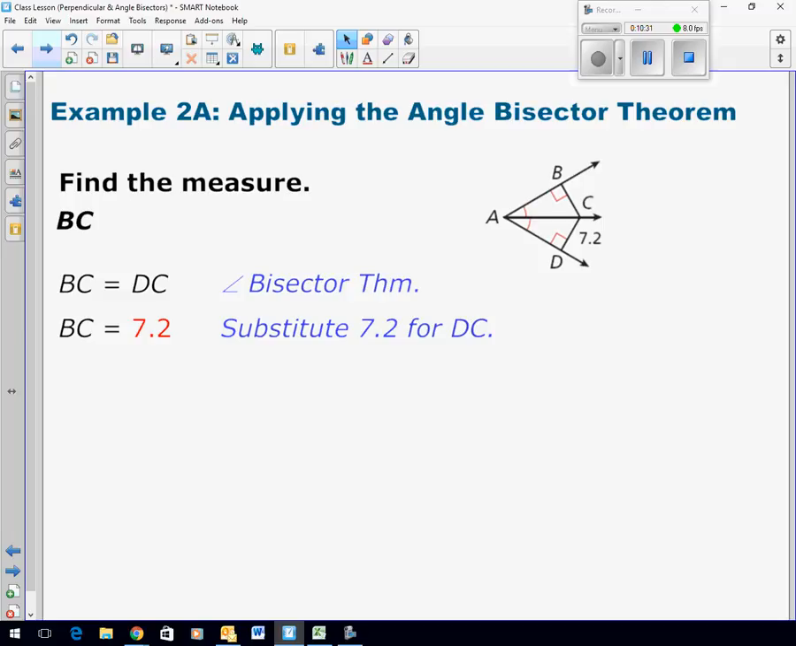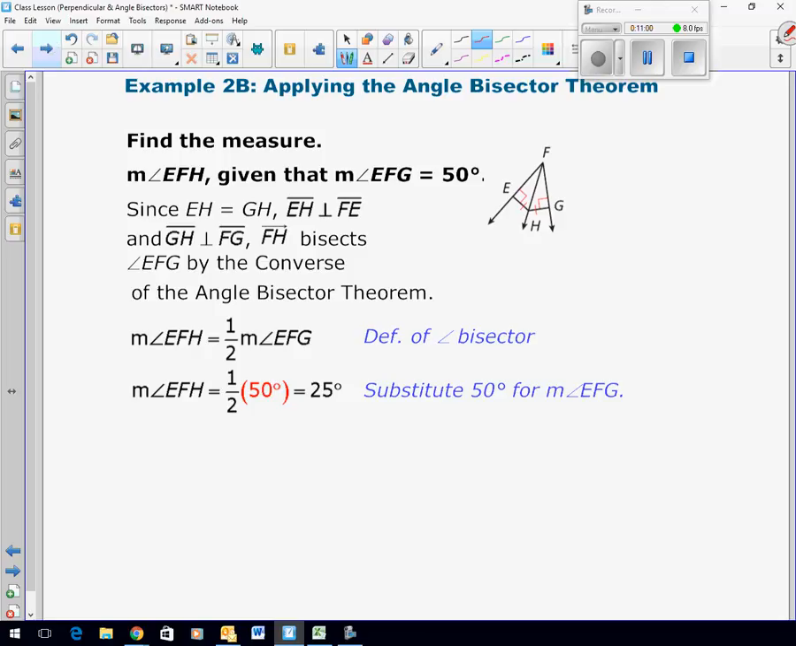All right. Here we go. Find the measure of BC. What is it? 7.2. Real easy, right? Yeah. All you got to look for is this. Right there. If those angles are congruent, it's an angle bisector. If it's an angle bisector, any points on the larger angle that connect to the bisector are congruent to each other. BC is congruent to DC. If DC is 7.2, BC is 7.2.